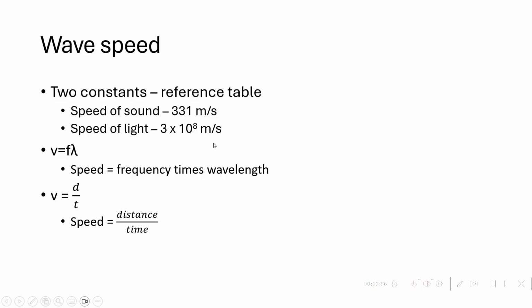The standard wave speed equals frequency times wavelength. That's the standard equation for a wave. But if they tell you a wave travels a certain distance in a certain time, you can also use your constant velocity formula, v equals d over t, and that can get you the speed of the wave also.